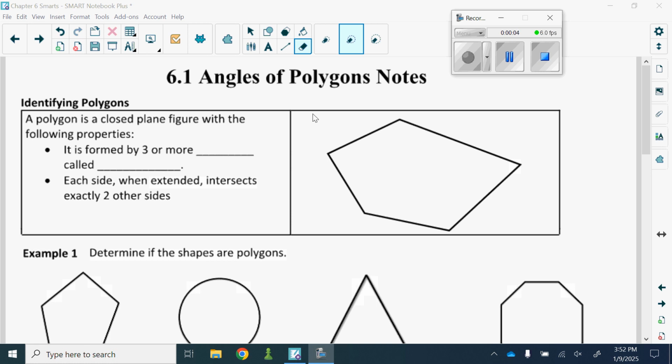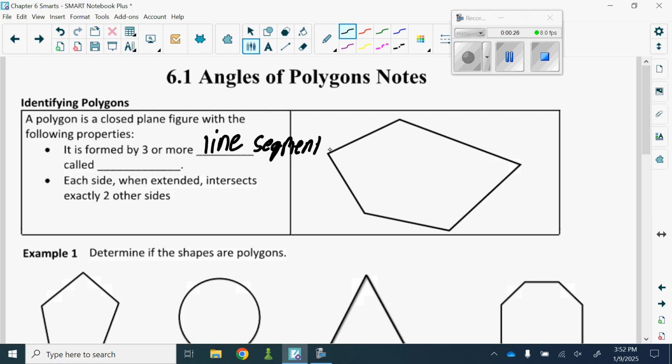Today we're going to be looking at angles of polygons. So firstly, the definition of a polygon is a closed plane figure with the following properties. It is formed by three or more line segments called sides. And each side, when extended, intersects with exactly two other sides.